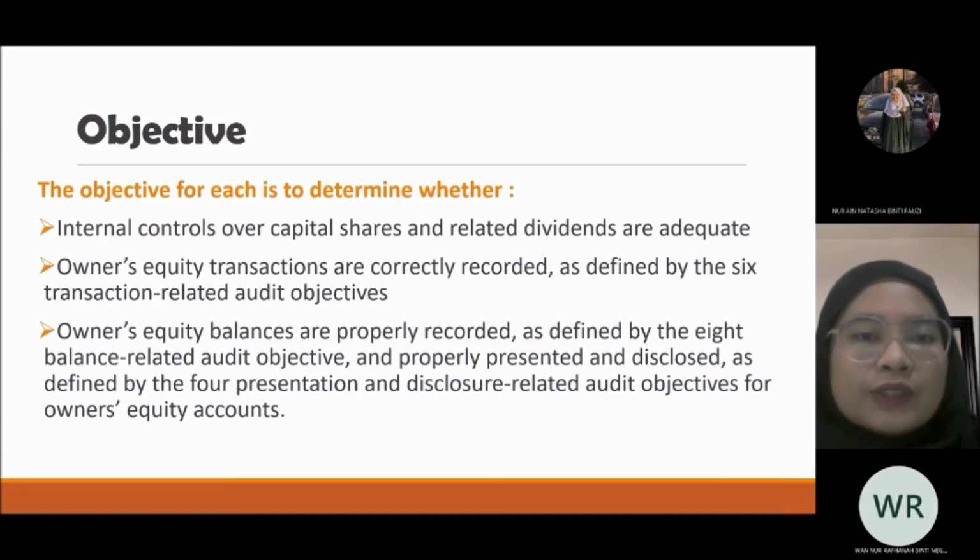Okay, next. There are three primary objectives in the audit of owners' equity. The first one is to determine whether internal control over capital share and related dividend are adequate. Second, to determine whether owners' equity transactions are correctly recorded as defined by the sixth transaction-related audit objective. And the third one is to determine whether the owners' equity balances are properly recorded as defined by the eighth balance-related audit objective and properly presented and disclosed as defined by the fourth presentation and disclosure-related audit objective for owners' equity accounts.